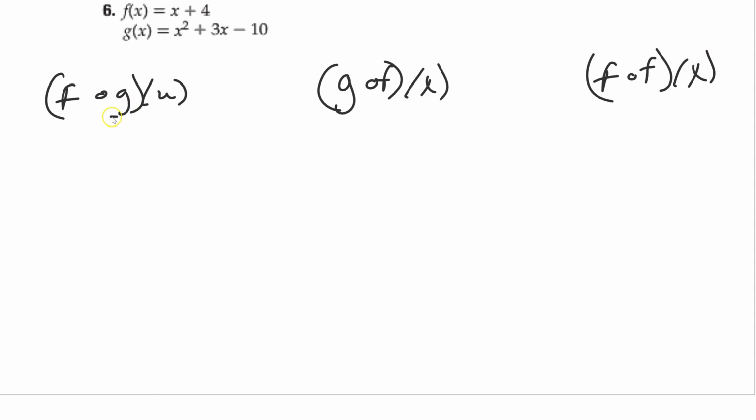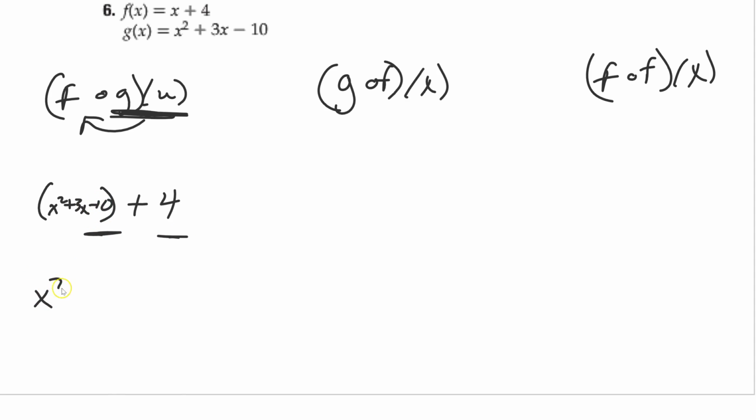So f of g of w. Again, we're going to plug g of w into f. So figure out what this is. This is just x plus 4. And we're going to plug g in. So all this mess. Combine like terms, get x squared plus 3x minus 6. My domain: no fraction, no square root, all real numbers. That's supposed to be an R.